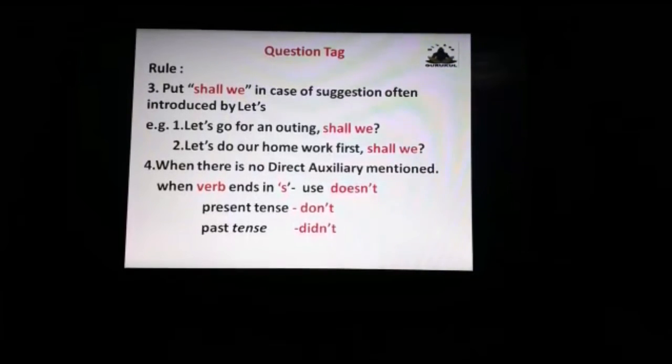Now fourth one is when there is no direct auxiliary mentioned and when the verb ends in s, then we have to use doesn't in the normal case. If the tense is in the present tense, we will use don't. And if the tense is in the past tense, we will use didn't. In the negative case, anti means it is a negative. If the sentence is positive, you have to use a negative tag. So doesn't if the verb ends in s. If it is in present tense, don't. If it is in the past tense, didn't.